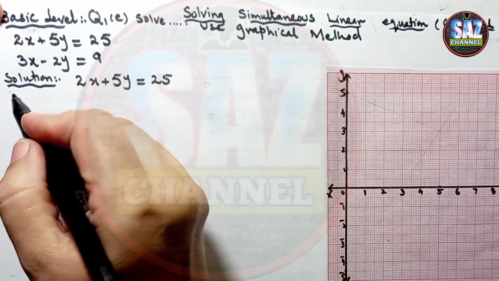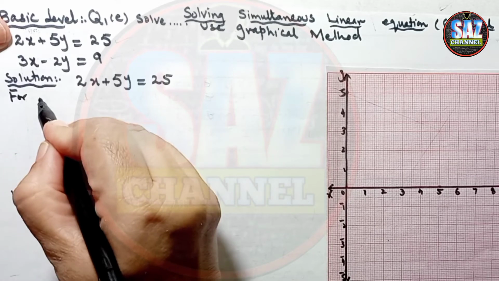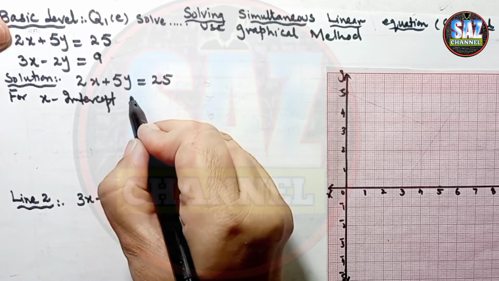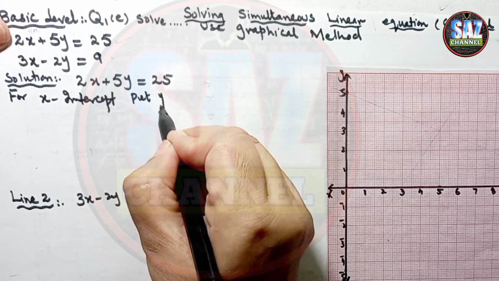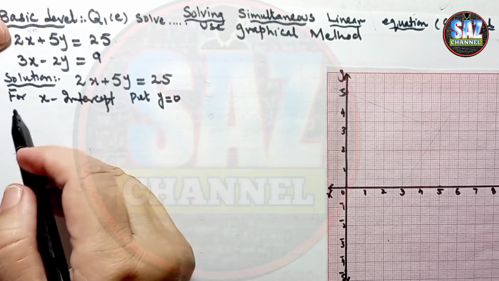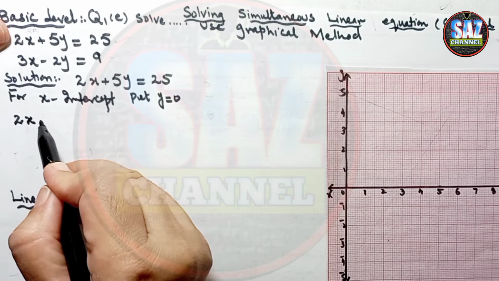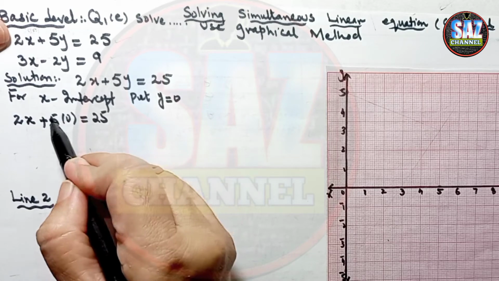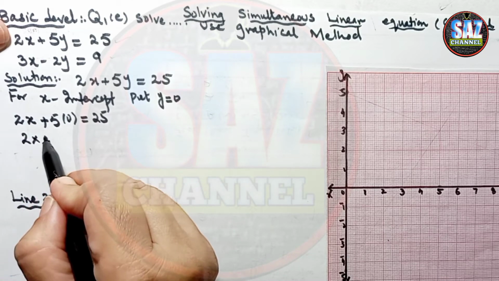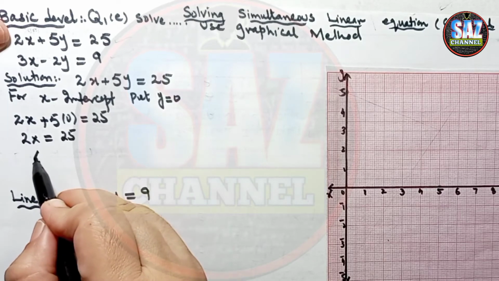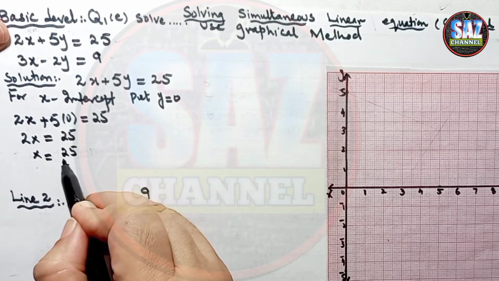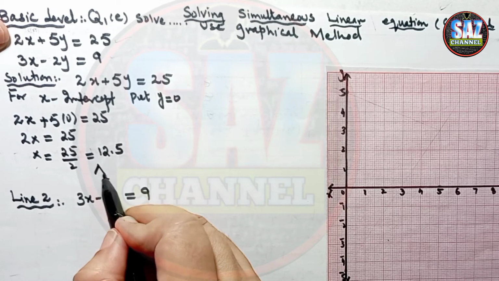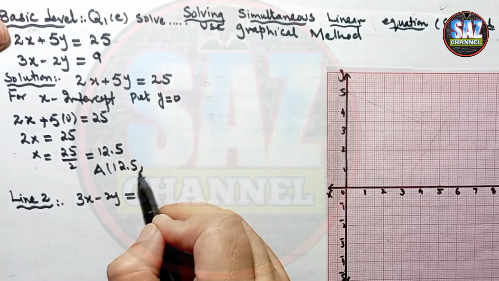For the x-intercept, we have to put y equals 0 in the given equation. So when I put y equals 0, it takes the form 2x plus 5 times 0 equals 25. This term becomes 0 and I have 2x equals 25, or x equals 25 by 2, which is equal to 12.5. So one of the points will be A, 12.5 with 0.